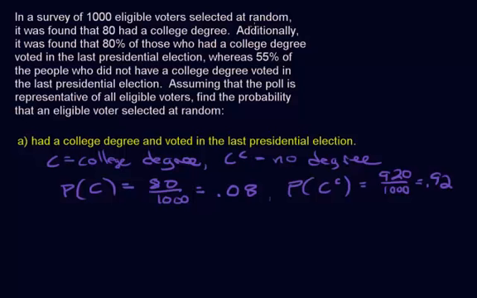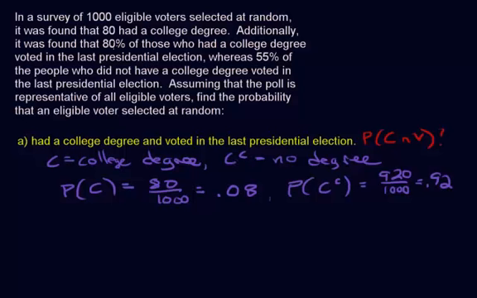What else do we know? Additionally, oh, you know what? We haven't said this yet. What are we actually trying to find? We want to know the probability that they had a college degree and voted. So what I want is the probability that they have a college degree and they voted. That's what I want. But we haven't finished writing down all the information we know so far. Clearly C is college and V is going to be vote.